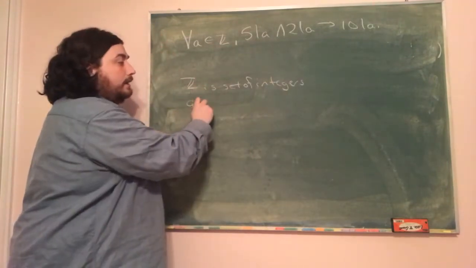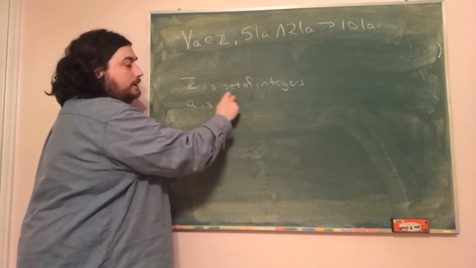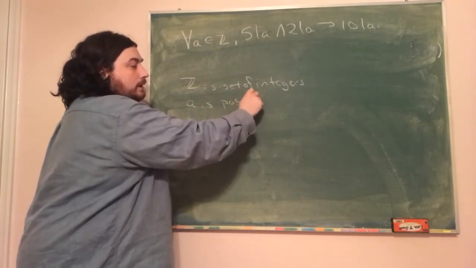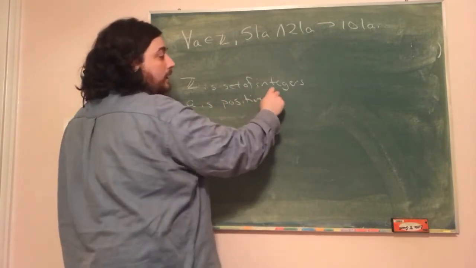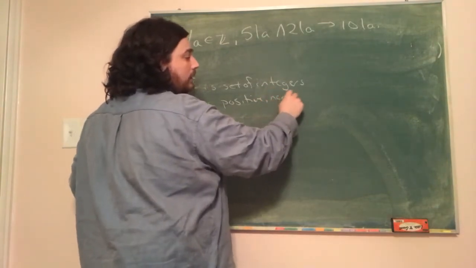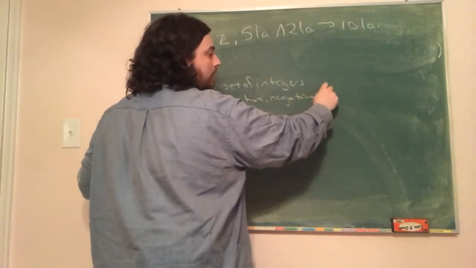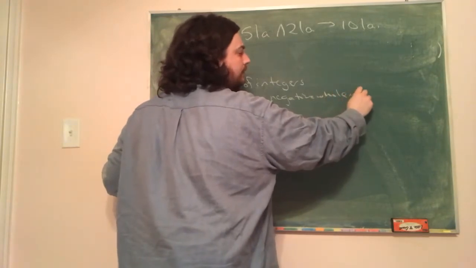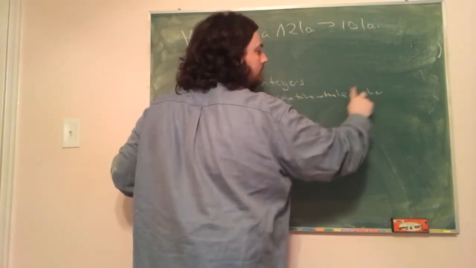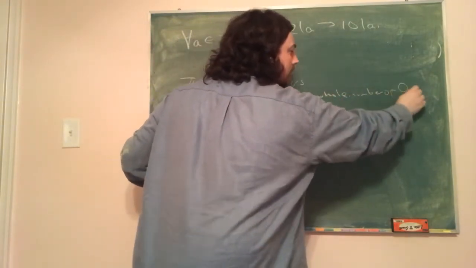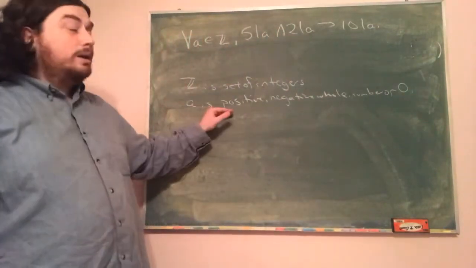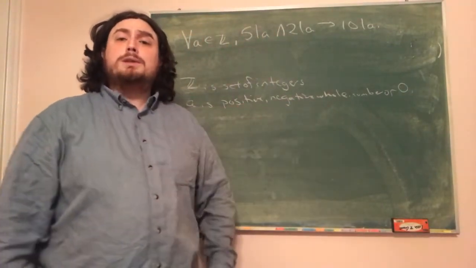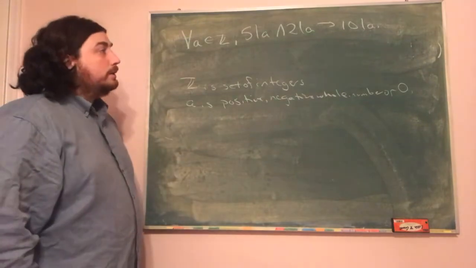So that means a is a positive, negative whole number, or 0. So when we look at a, we know that it can be any positive or negative whole number, or it can be 0. But it will be an integer, and so we want to keep that in mind as we work through.